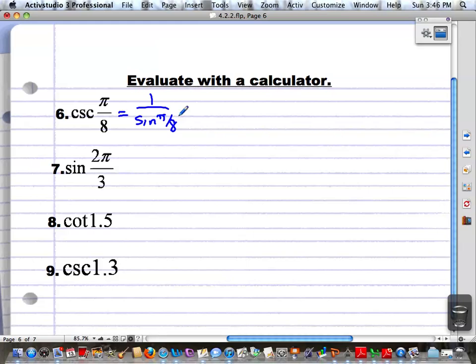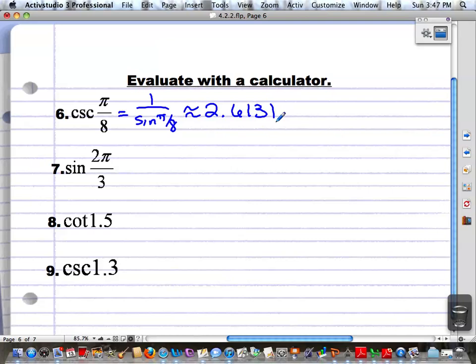So if you look down the first column of keys, you've got the second key, the alpha key, the math key, and then it says x negative 1. That's the reciprocal key. So if I hit x negative 1, it's going to take the reciprocal of that value that I just found in the calculator. So I hit x negative 1, I hit enter, and I get approximately 2.6131. We're going to go to 4 decimal places with these trig functions.